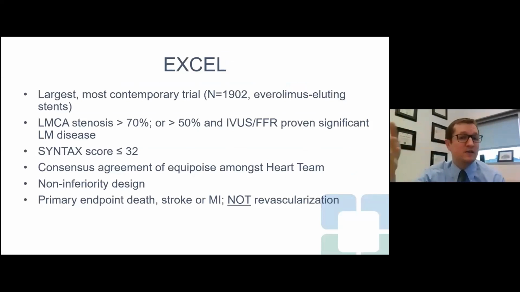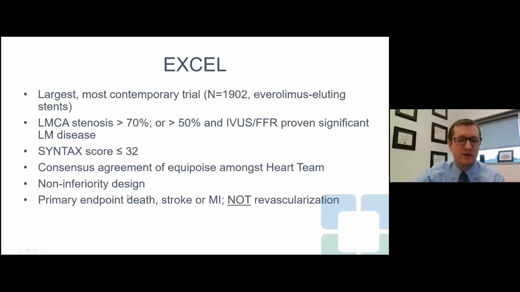So EXCEL is really the largest trial which looked at left main disease. And this is probably the most contemporary trial. There is some controversy regarding the results. In EXCEL, it was a very heavily driven IVUS FFR study. So they really wanted to prove that this left main disease was clinically significant to the patient. EXCEL actually had lower intermediate SYNTAX scores, so it did use SYNTAX to stratify.